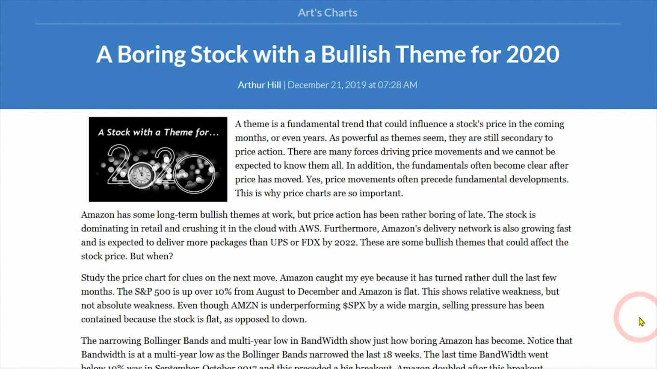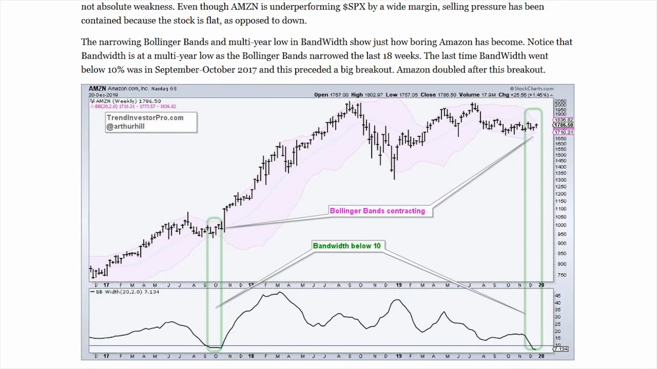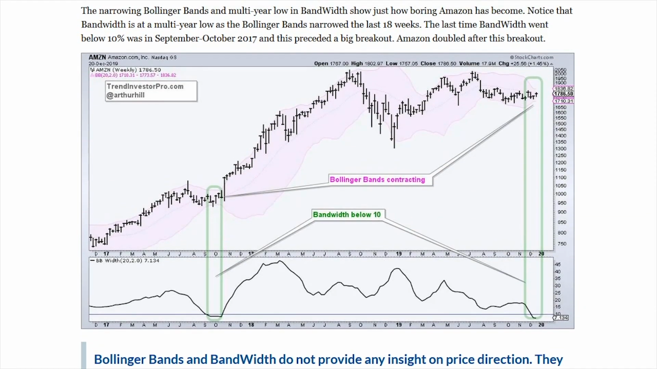So what led to the breakout in Amazon? Were there any signs ahead of the breakout? Well, there definitely were. And I pinned this article on December 21st, a boring stock with a bullish theme for 2020. And it was also on trendinvestorpro.com. And if you look here at this chart, what we were looking at was the Bollinger Band contraction.